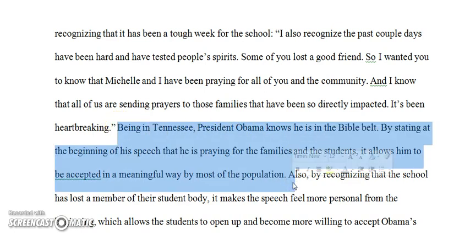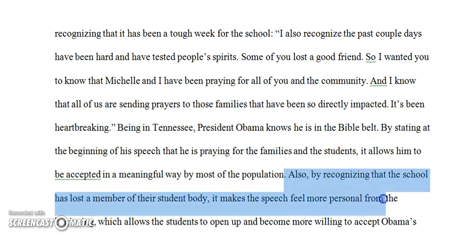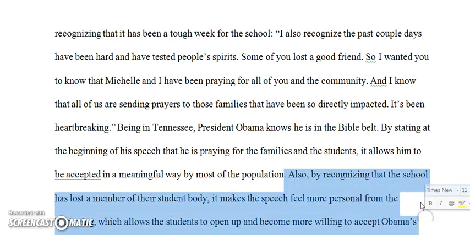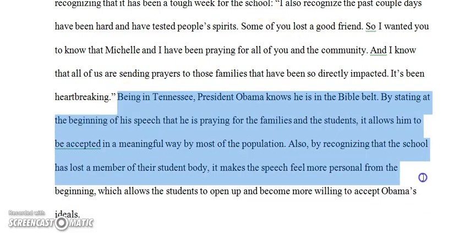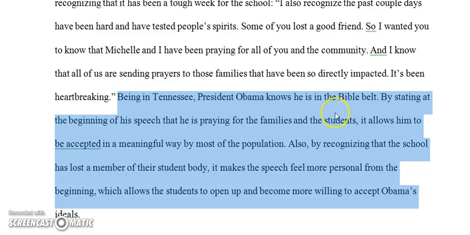Being in Tennessee, President Obama knows he is in the Bible Belt. By stating, okay, there's a recognition of the specific context of the speech, Tennessee Bible Belt. By stating at the beginning of his speech that he is praying for the families and the students, it allows him to be accepted in a meaningful way by most of the population. And then a further interpretation of that text. So that's what you want to do. You want to pick up the claim from your preview, launch into some textual evidence, and then follow it up with some good substantive interpretation.